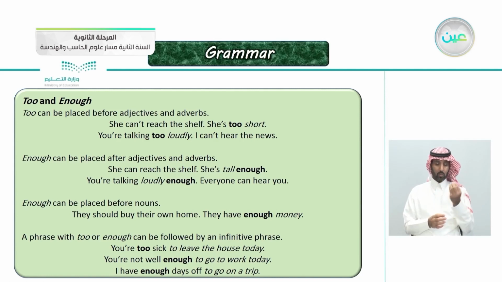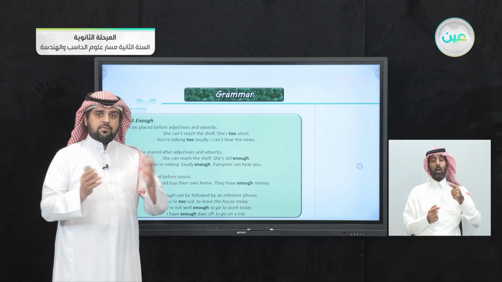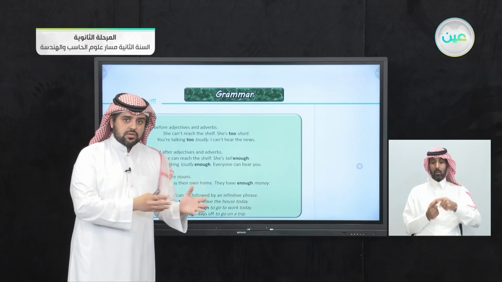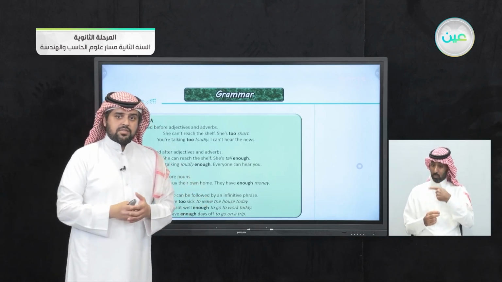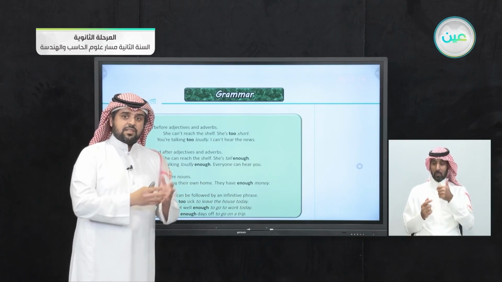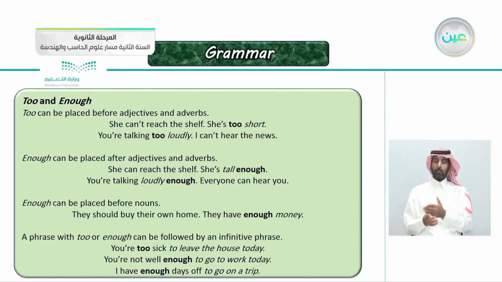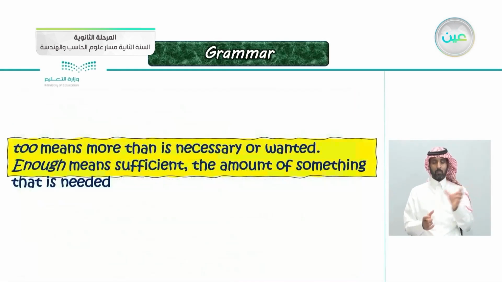So you can use too or enough followed by the infinitive. For example, you say, this is too good to be true. When you talk about something that surprises you because it's very good, you say, it's too good to be true. This is another example of using too and enough followed by an infinitive phrase.